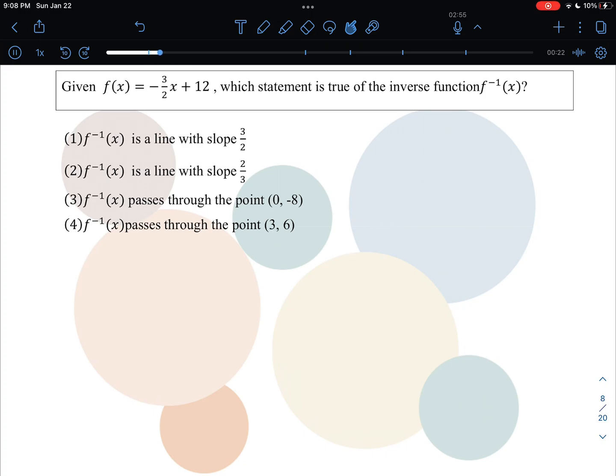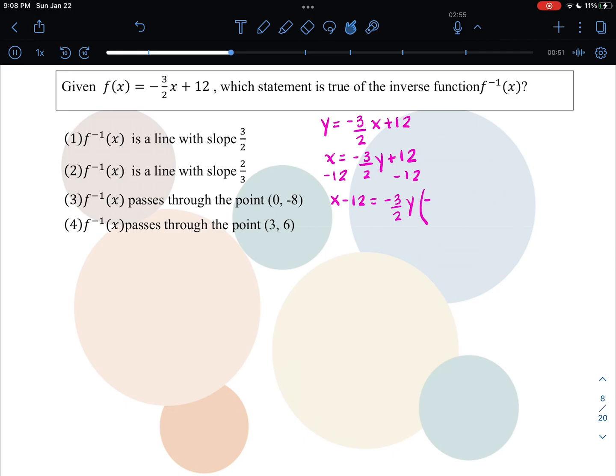actual inverse function is. So I'm going to start with my original function, y equals negative 3/2 x plus 12. I'm going to swap out the x's and the y's with each other, switch places. I'm going to subtract the 12 over here. So I get x minus 12 equals negative 3/2 y.